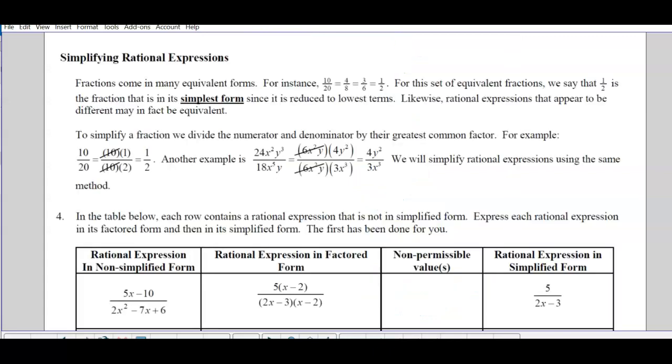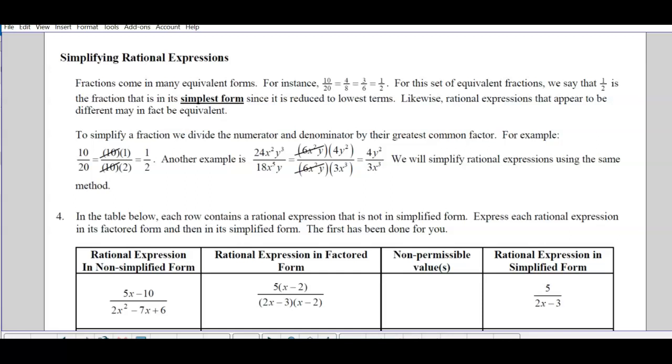Okay, so now we're going to get into simplifying. So fractions come in many equivalent forms. You know, with just numbers, 10 over 20 is the same as 4 over 8, is the same as 3 over 6. Reduced to lowest terms is 1/2. So 1/2 is in simplest form. You keep dividing by any common factors. So that's what we're going to have to do with rational expressions.